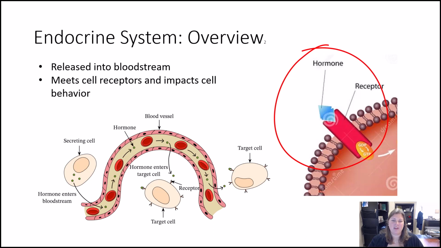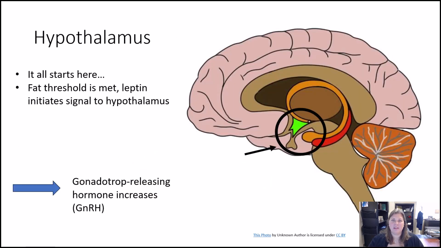Once it's attached via the receptor, the hormone can have differing effects on the cell's behavior. In adolescence, the hormonal changes associated with puberty start in the hypothalamus, a small structure located in the lower part of the brain. Once the body reaches a certain fat threshold, the protein leptin initiates a signal to the hypothalamus to increase production of gonadotropin-releasing hormone, otherwise known as GnRH.